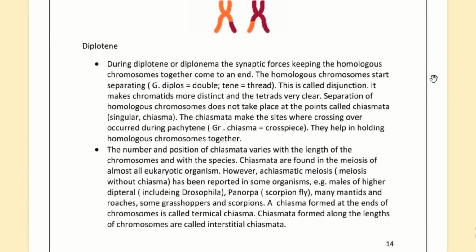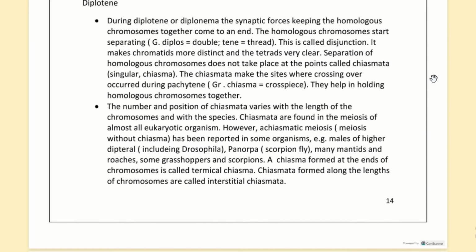Next stage is diplotene. During diplotene or diplonema, the synaptic forces keeping the homologous chromosomes together come to an end. The homologous chromosomes start separating. This is called disjunction. It makes chromatids more distinct and the tetrad very clear. Separation of homologous chromosomes does not take place at the points called chiasmata. The chiasmata mark the sites where crossing over occurred during pachytene. They help in holding homologous chromosomes together. Number and position of chiasmata vary with the length of the chromosome and with the species.